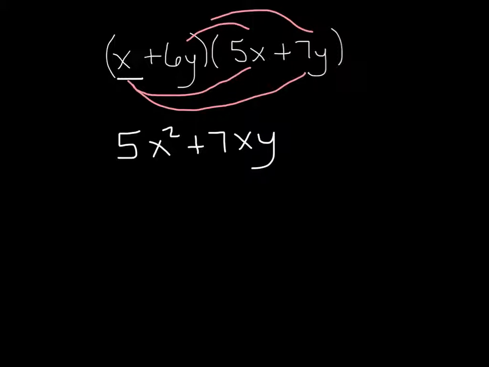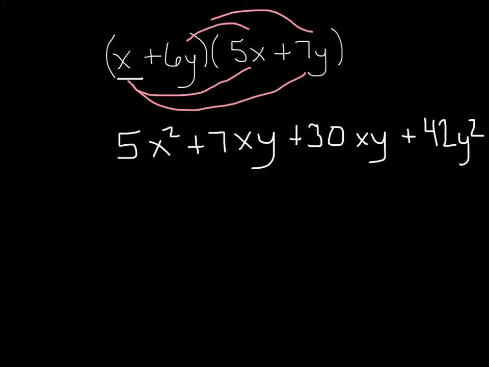And then 6y times 5x. So again, I'm thinking 6 times 5 gets me the integer of 30, or the coefficient of 30. And again, I have an x and a y. And then I go, okay, 6y times 7y. So that is going to be 42y squared.